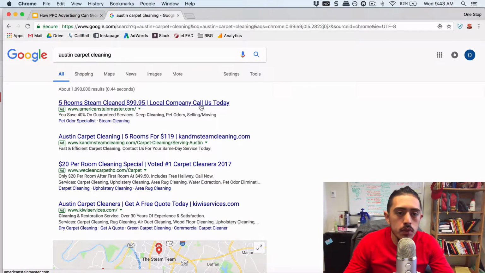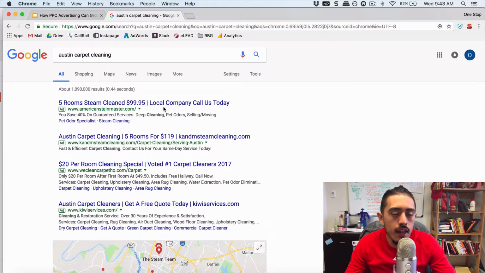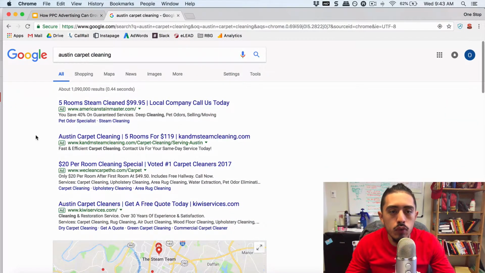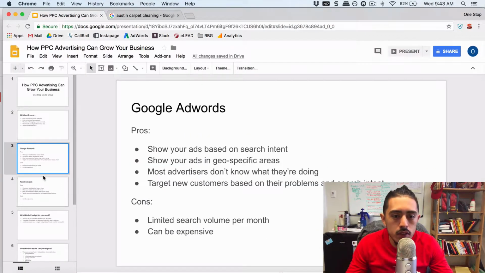So that's what Google AdWords is. I'm more than certain you've used it at some point in time, if you use Google at all, because that's how Google makes their money, by selling advertising spots to businesses. Businesses pay a certain amount of money to show up on the first page of Google. So that's a quick rundown of Google AdWords. Let's go back to the slides here.